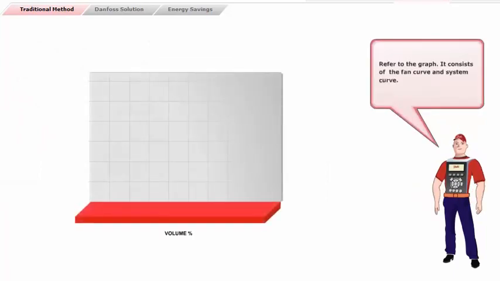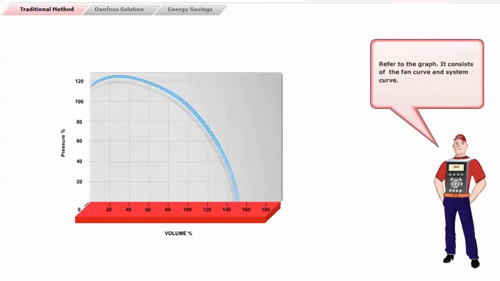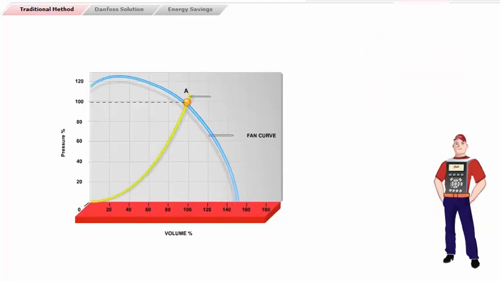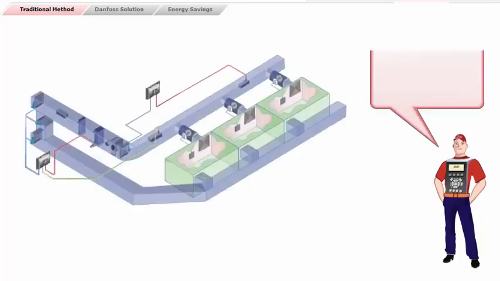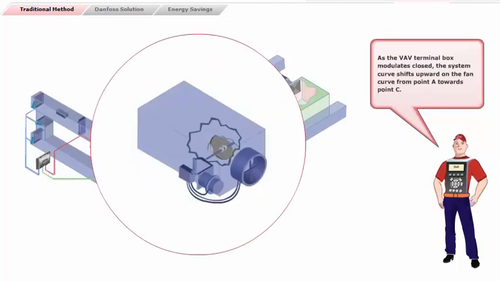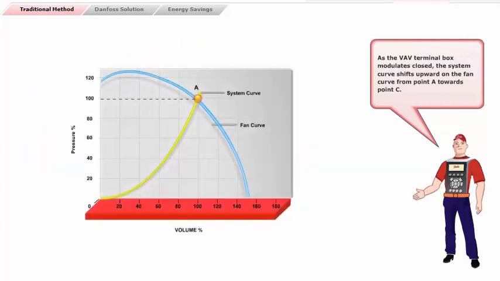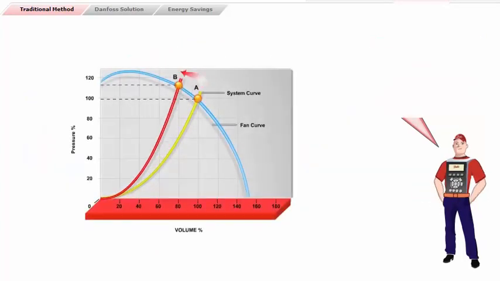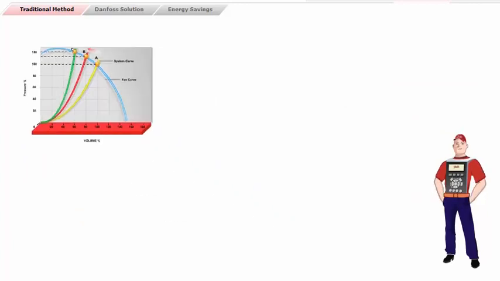Refer to the graph. It consists of the fan curve and system curve. As the VAV terminal box modulates closed, the system curve shifts upward on the fan curve from point A towards point C.